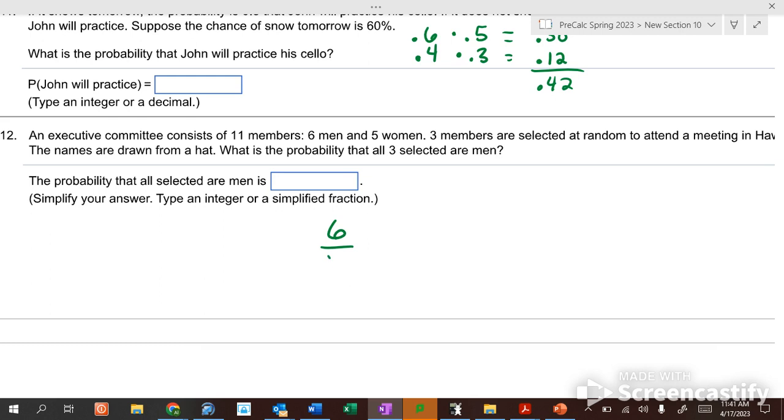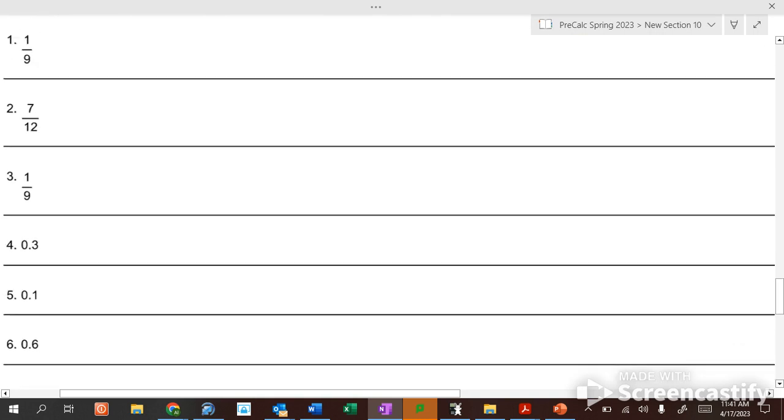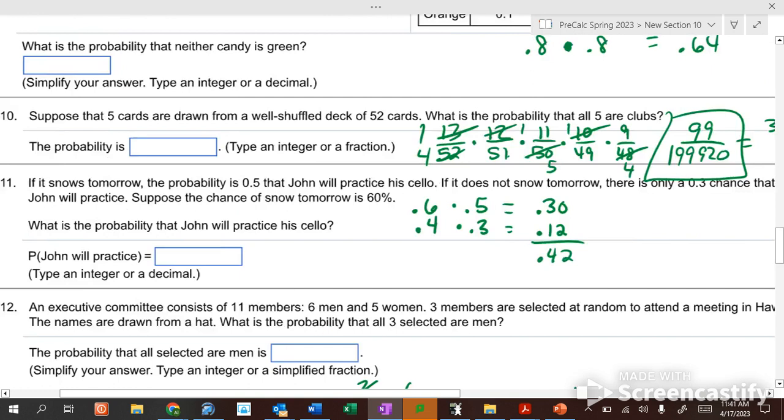6 out of 11. Then what's the probability the second one's a man? The third one. So 5 out of 10 is 1 over 2. 6 out of 9 is 2 out of 3. The 2's cancel here. So there's 4 out of 33 chance that it's going to be men. Okay? All right.